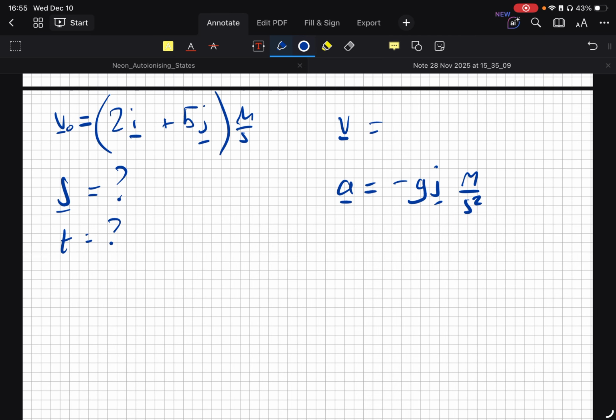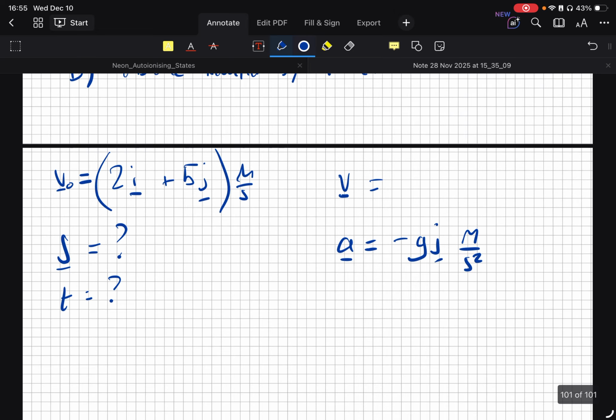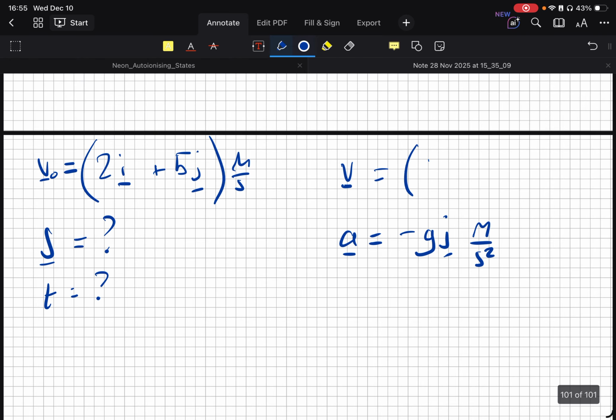The final velocity, well, for what's going on here, the cart moves at a constant speed. So the horizontal motion, this never changes. There's no acceleration acting in the x direction. So we know that the i component, or the component in the horizontal direction, is always going to be 2 meters per second. So the final velocity will have this 2i in it.